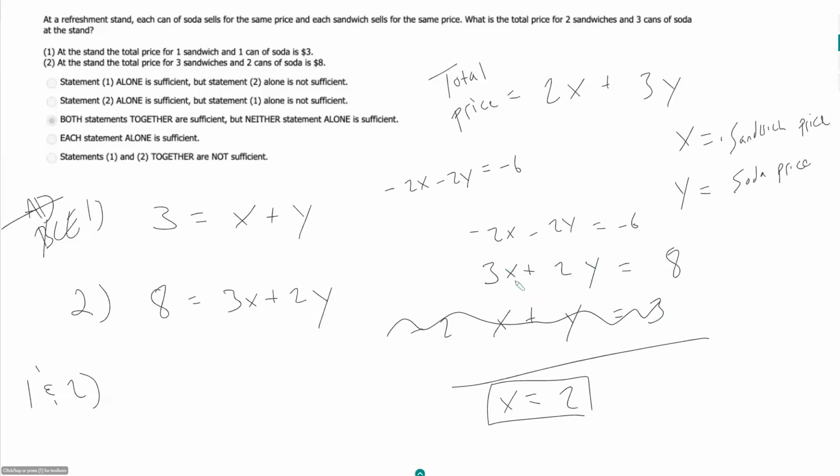And so if x is equal to 2, 6 plus 2y is equal to 8, so y has got to be equal to 1. Once we have x and y, we could definitely solve our equation here. It'll just be 4 plus 3, so $7. C.